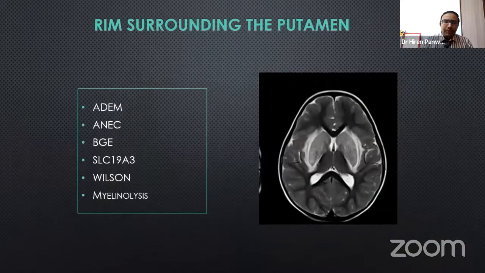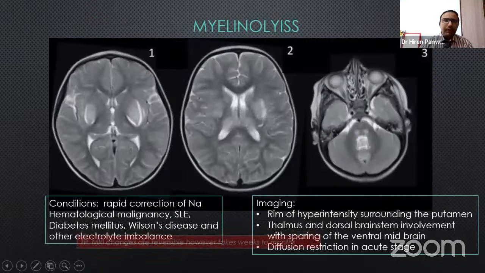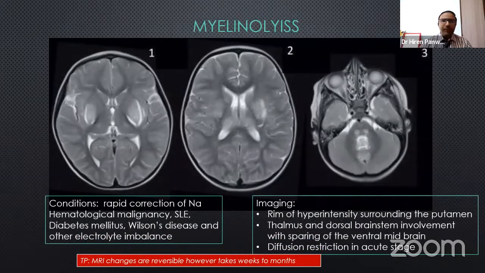Then in this article, they have found certain disorders which had a rim surrounding the putamen. These are the examples which can have a rim surrounding the putamen. One is myelinolysis. Myelinolysis happens when there is rapid correction of the sodium, or it can be seen in certain conditions like hematological malignancy, SLE or diabetes mellitus, or any other electrolyte imbalance can cause this kind of myelinolysis.